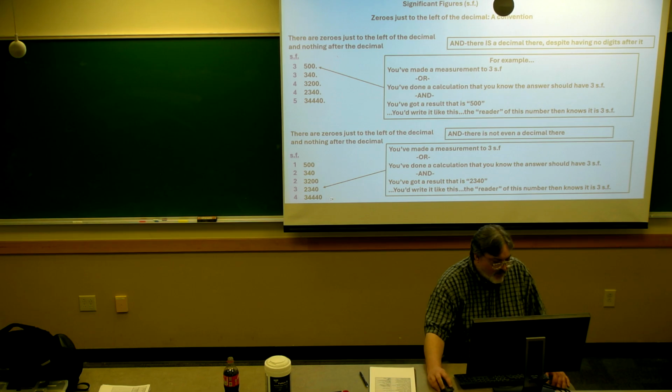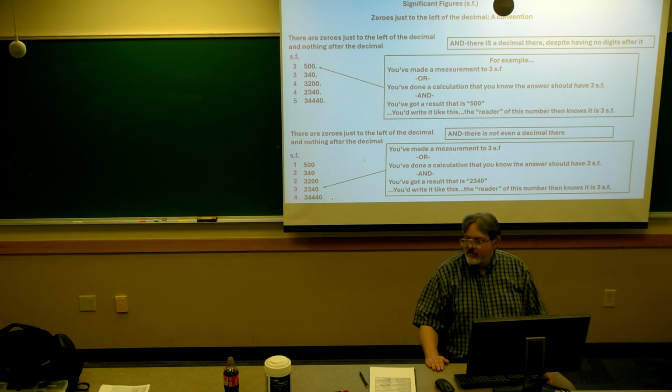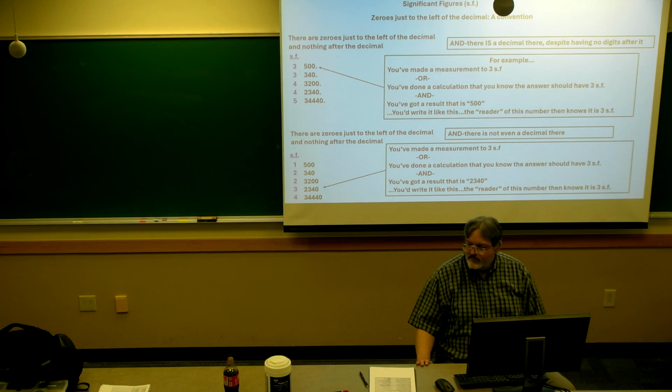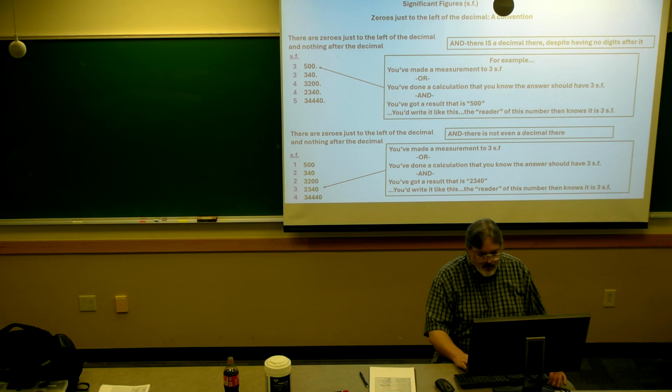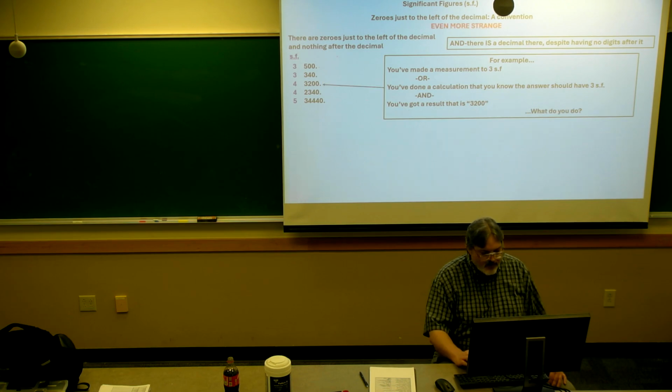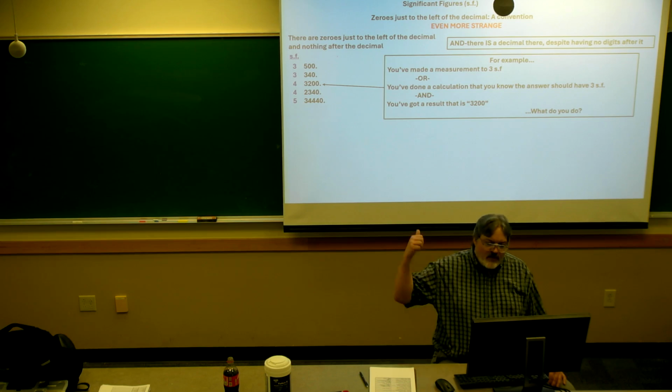This 340 down here is indicating two significant figures because there's not a decimal there. So the writer of the number, you're trusting they know what they're doing. If they wrote 340 like that, you know it's two significant figures. That last zero doesn't count because it wasn't really measured. Makes sense? So, weird twist there. There's one more really weird twist about this. I put an even more strange one.